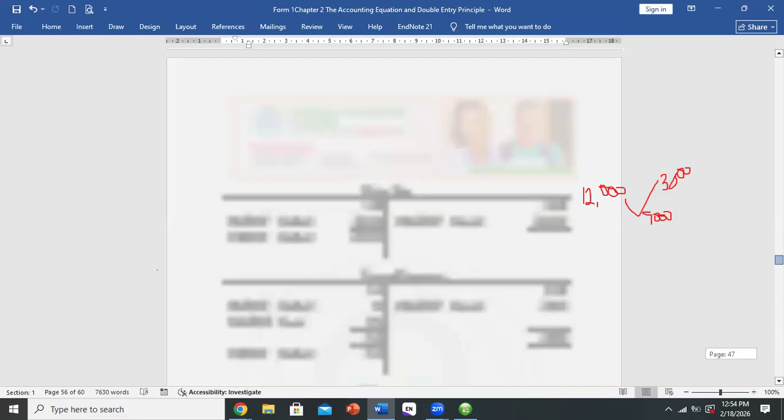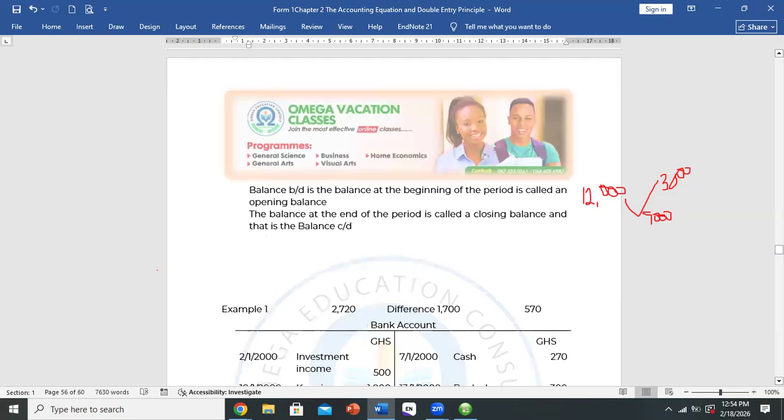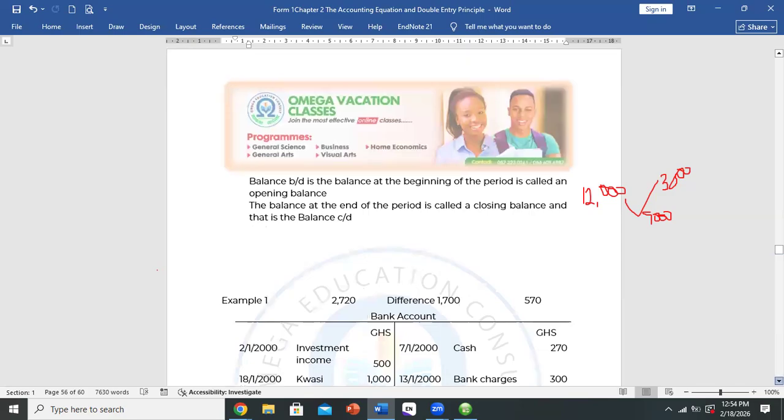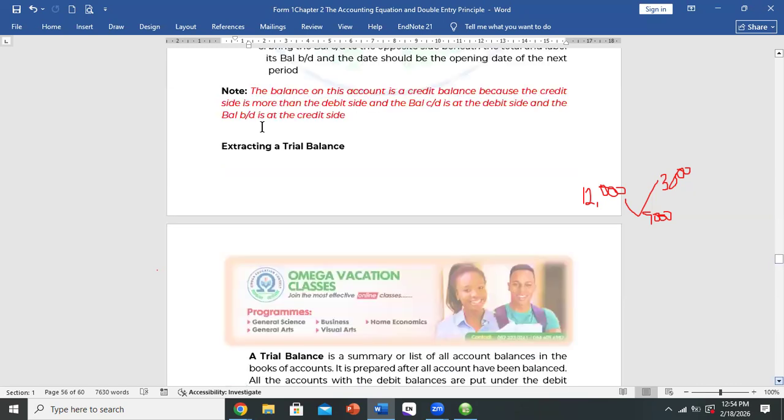So, did you say we should explain trial balance or how you get a balance? No, I think we are done with the balance. So I'm looking at preparing the trial balance, right? So let's look at that one. Then I think our time.